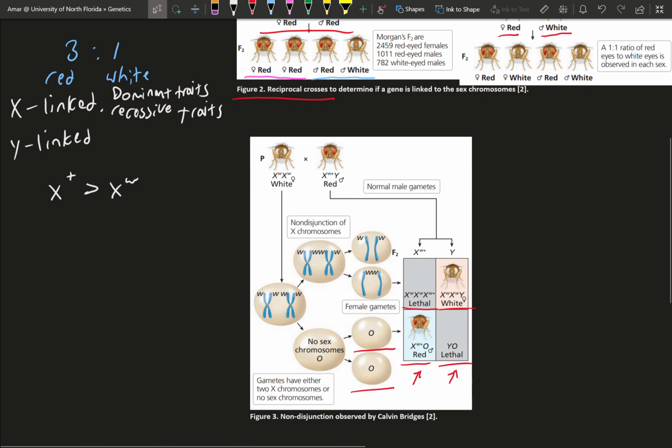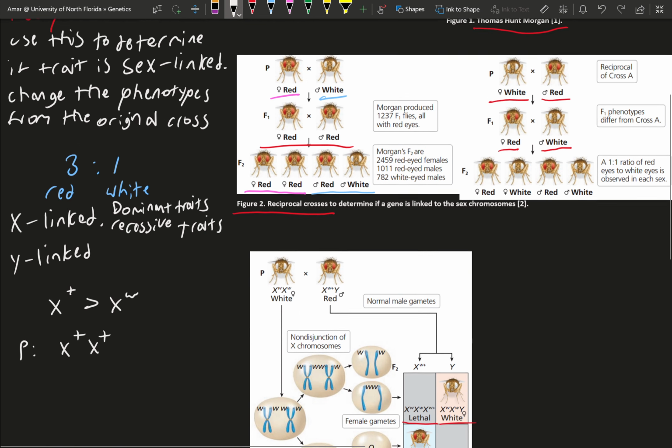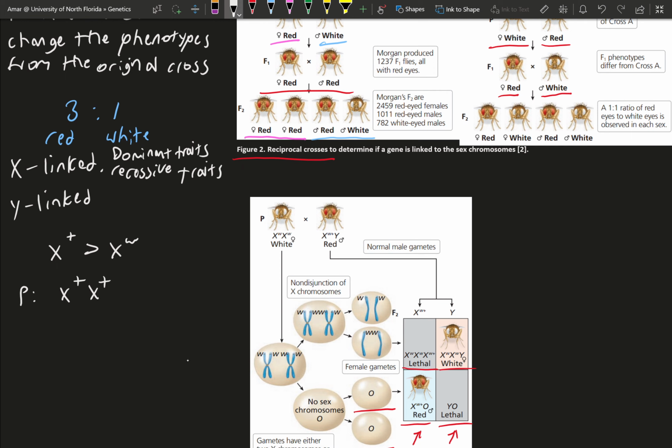So what we're going to do is, let's say we have our parent, which is a female X plus X plus, and then we're going to cross that with a male that is X little w Y. So if you're X little w, you're going to be white colored, and then if you have both pluses, you're going to be red colored.